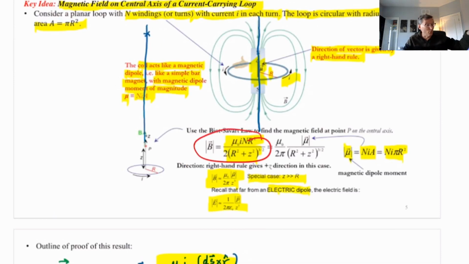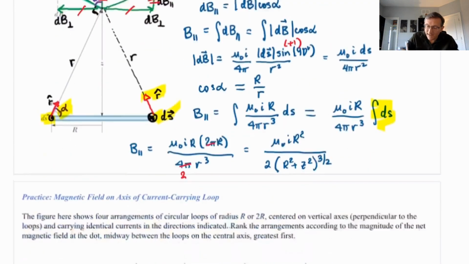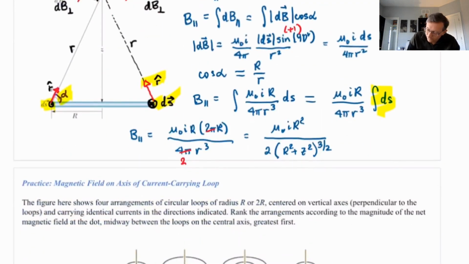Now that's for one loop, right? For one loop. I should add that. For one loop of wire. Sometimes you'll see, even though it's a flat circular shape, they'll say that the wire goes around n times. So to get the total, just multiply all this by big N.